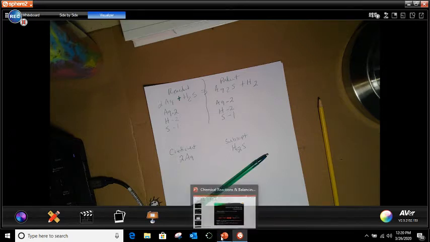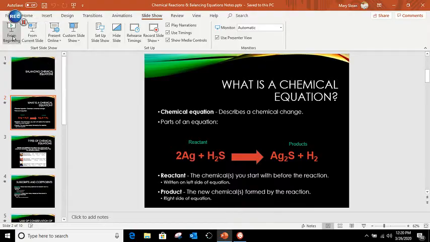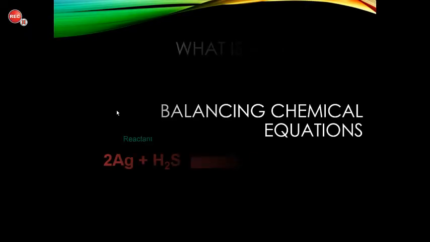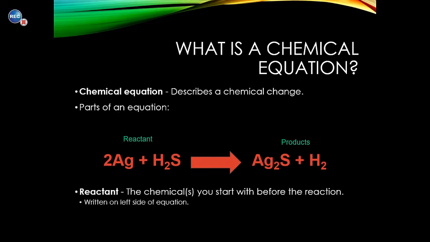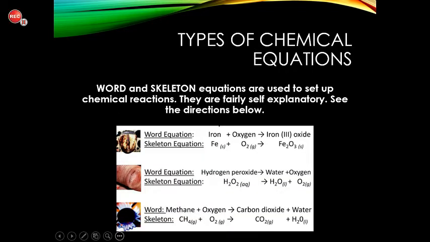So let's look back at the PowerPoint again. Basically it's telling you that the reactant and the product have to pretty much stay the same. There are different types of equations, word equations and skeleton equations. When we're talking about word equations, that's where we would have silver plus hydrogen sulfide, which would give dihydrogen sulfide, right, guys? That's what it's talking about in this type of word versus skeleton equation.